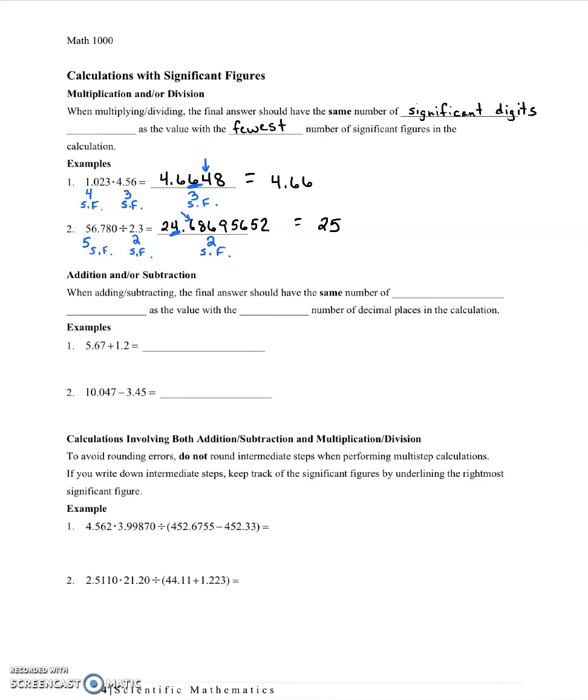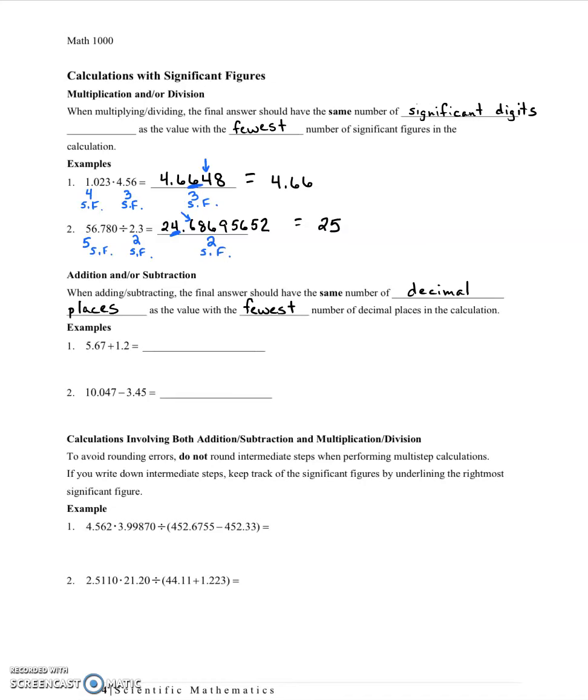Okay, for adding and subtracting, the final answer should have the same number of decimal places. So this time we're not talking about the number of significant figures. We're talking about how many digits we have to the right of the decimal point. And it should again be the fewest number of decimal places.